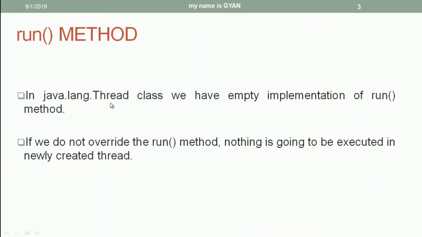In the java.lang.Thread class, we have an empty implementation of the run method. If you do not override the run method, nothing is going to be executed in the newly created thread. It is not actually an empty implementation of the run method in the class Thread, but whatever the implementation is in the run method of the class Thread, it is effectless and does nothing effective. We are not going to the source code of the class Thread to see how the method run is implemented, but you can just remember that however the run method is implemented in the class Thread, that is effectless in the output.